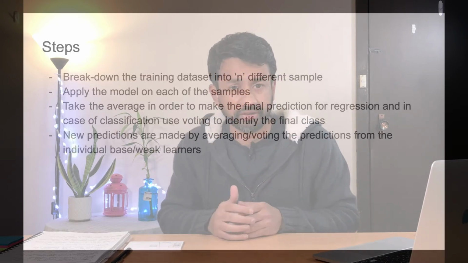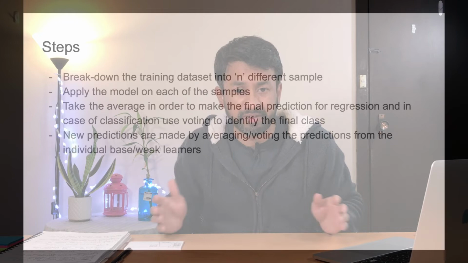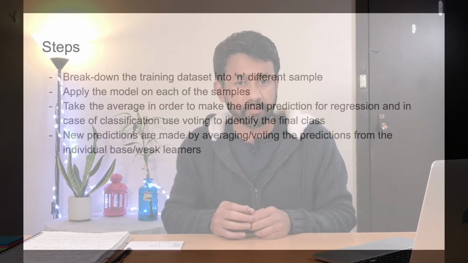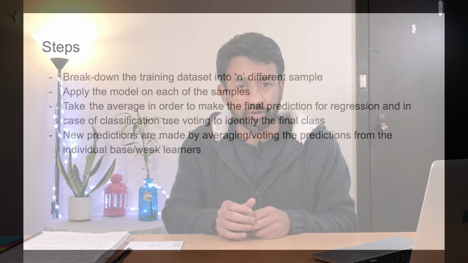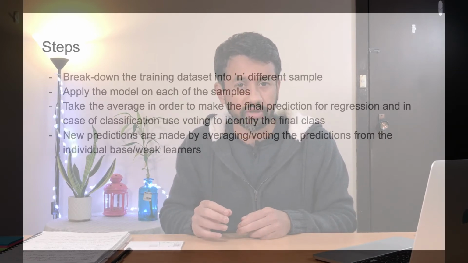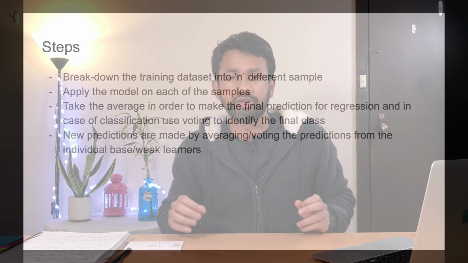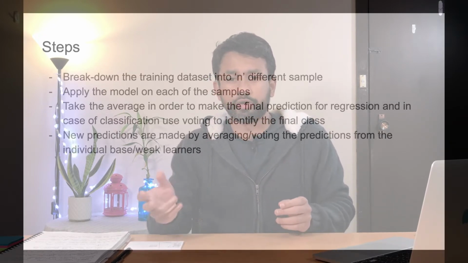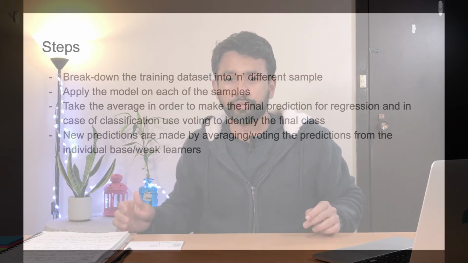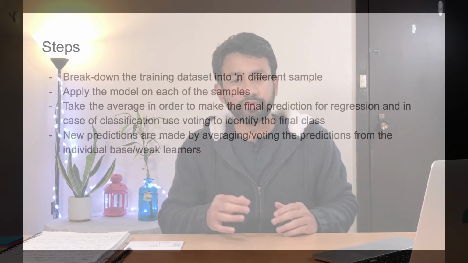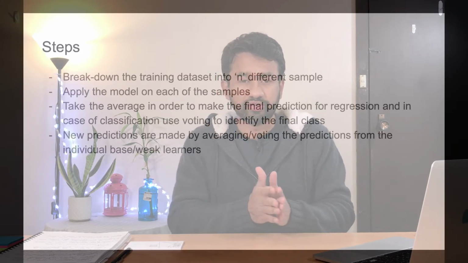In case of classification, if we are using probability, we can still take the average. Whereas if we are not using the probability in classification, then we go for the voting approach. What is the majority of the models saying? Let's say there are two groups, 0 and 1. If the majority of the models are saying 1, then we go with 1. If the majority of the models say 0, then we go with 0. So that's what is happening.